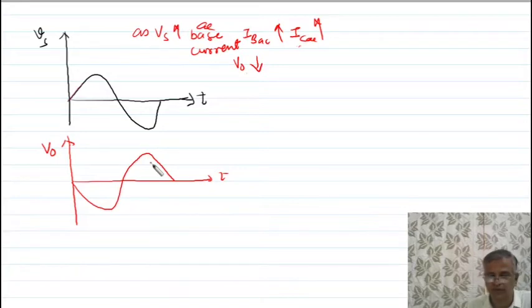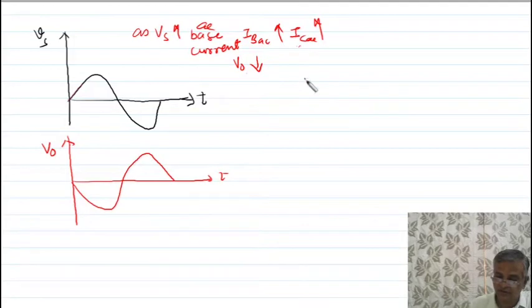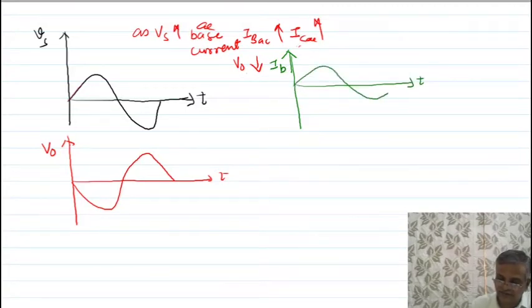So somebody is asking what is the waveform of the input base current and output collector current. Look, as base current increases, collector current increases. As base current increases, what increases? Collector current. So I can draw the relation between base current and collector current. If the base current increases, then your collector current increases.